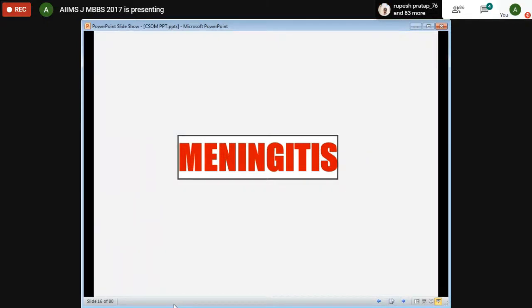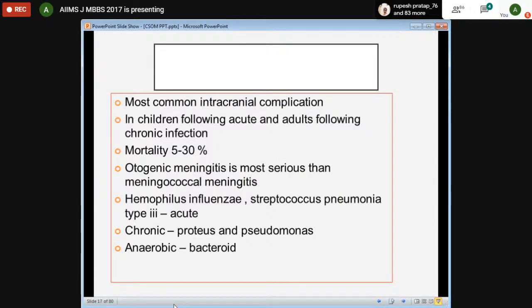Then there may be meningitis. We may discuss meningitis, brain abscess, subdural abscess, extradural abscess. But one or two of these complications may present simultaneously, so we'll discuss this also. Remember, meningitis is the most common intracranial complication. After this is extradural abscess. In children, it follows acute, and in adults, it follows chronic suppurative otitis media.